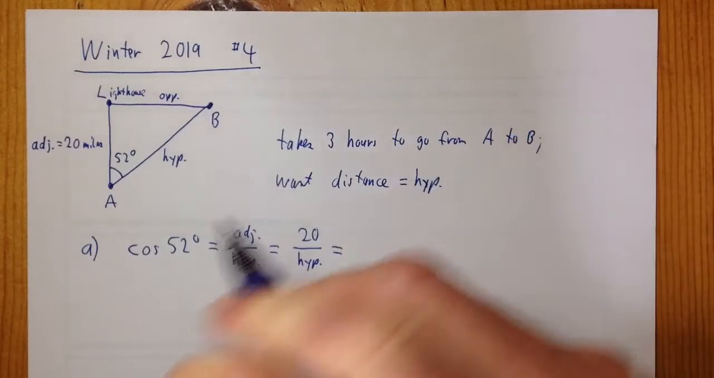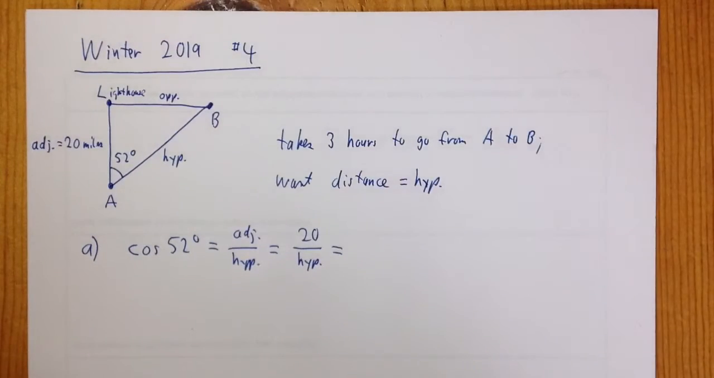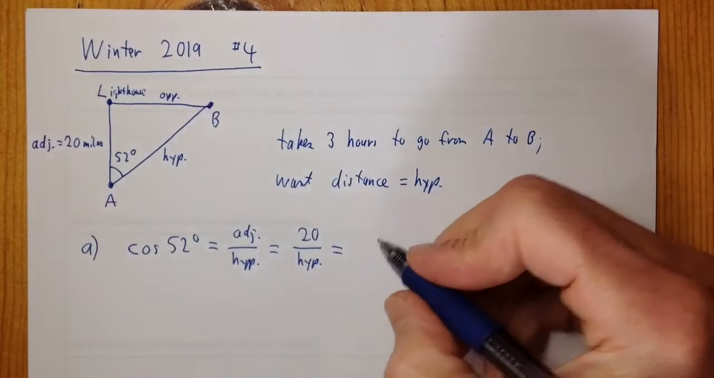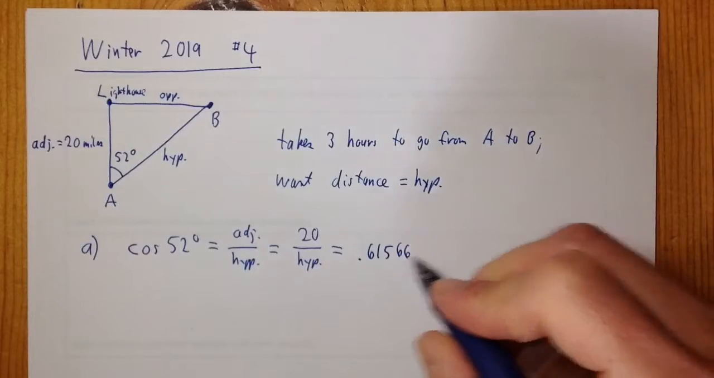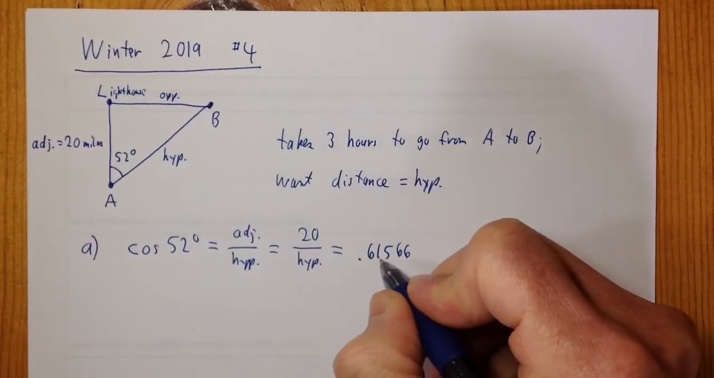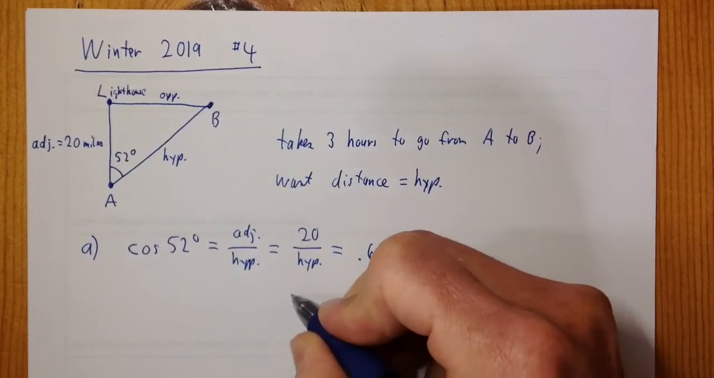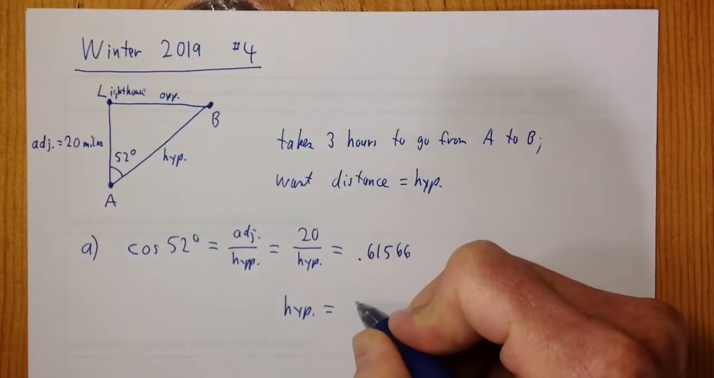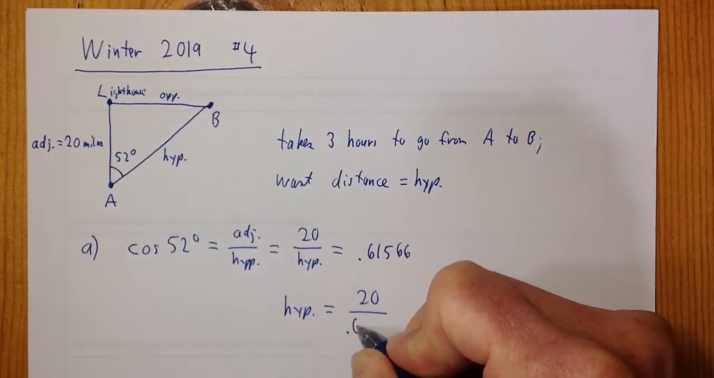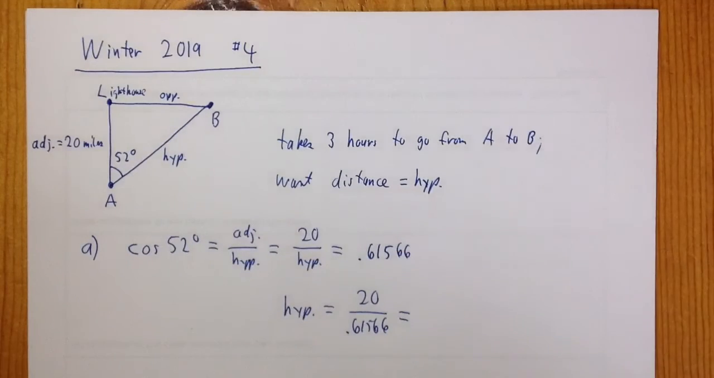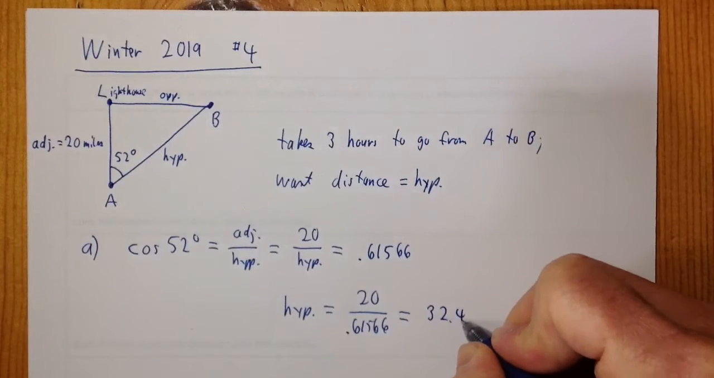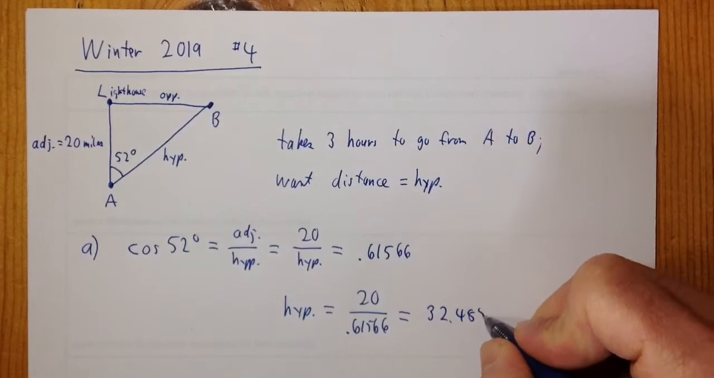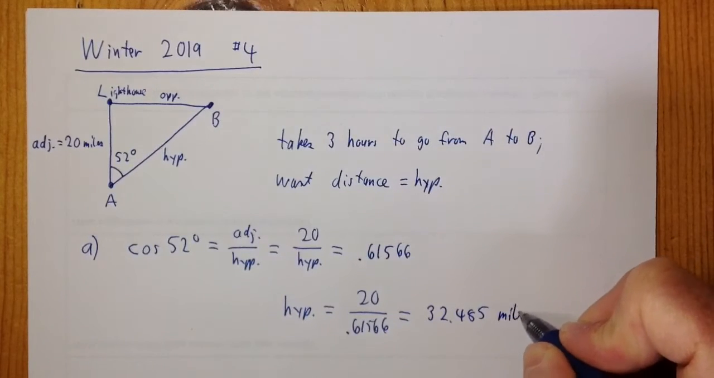And then we plug in cosine of 52 degrees into our calculator, and make sure your calculator is in degree mode, because it is a degree thing. So cosine, and I get 0.61566, goes on forever. So therefore, the hypotenuse is, just switch those two, 20 divided by 0.61566. I get 32.485, good enough, miles. That's how far the ship goes.